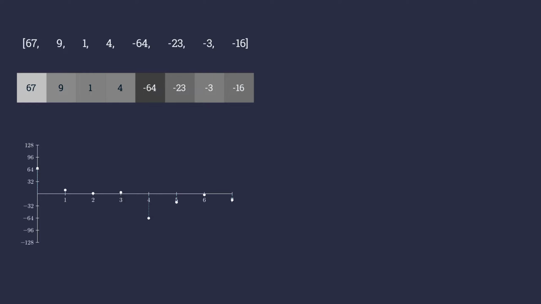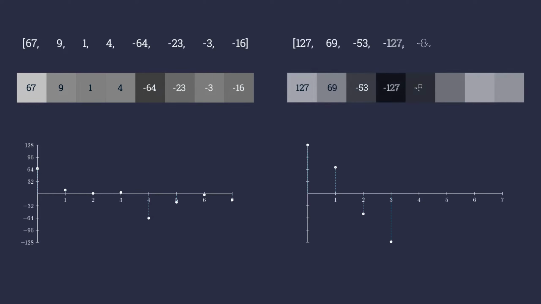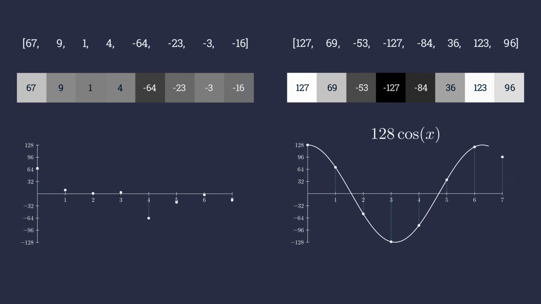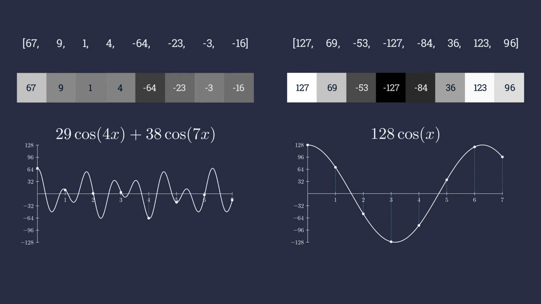No? Let's try with another version. Here. Now we can clearly see that based on the values, this array of pixels looks like a cosine wave going from 1 to 0. If we take 8 equally spaced points on the trigonometric function, they match. We see that this is also true where the previous array can be represented as 29 cos 4x plus 38 cos 7x. Now let's think about this for a moment.